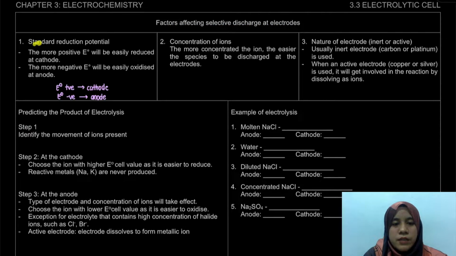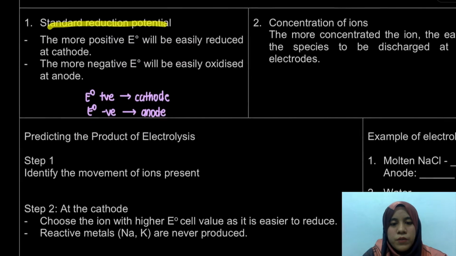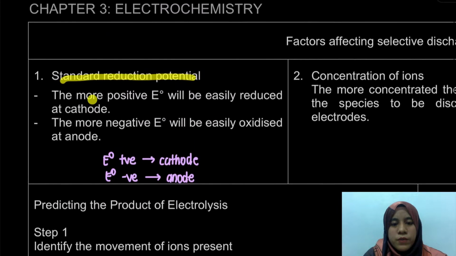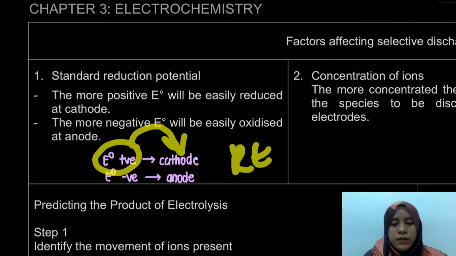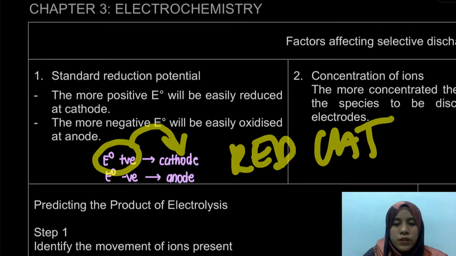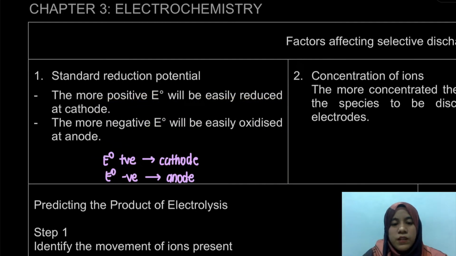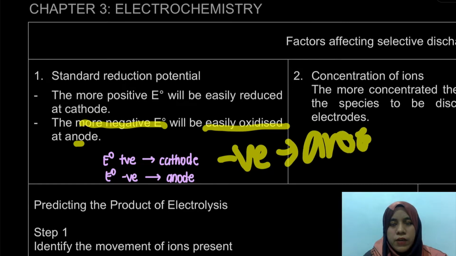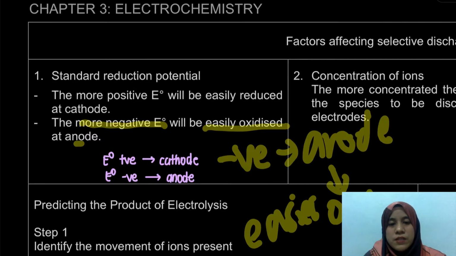First one is the standard reduction potential. Okay, the more positive E0 will be easily reduced at the cathode. Because remember, when it is positive, it prefers to be the cathode, and remember, red cat. So the more positive, the easier for the species to undergo reduction. While the more negative, it will be easily oxidized, because more negative means that it will be at the anode and undergo oxidation. So when it is more negative, it is easier to oxidize. Okay, so that's the first one.